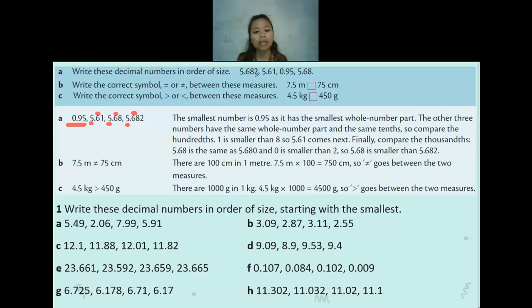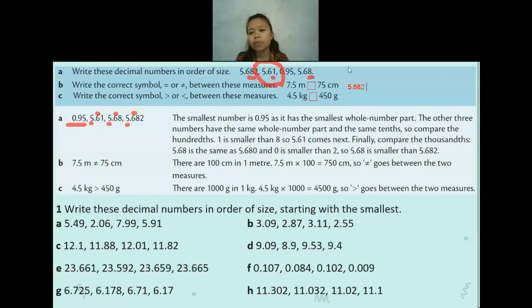For the hundredths place, for 5.82, this is number 8. And then for the second number, it is number 1. For the last digit, it will be number 8. So now we understand that 5.61 is the smallest one. After that, we check 5.682.